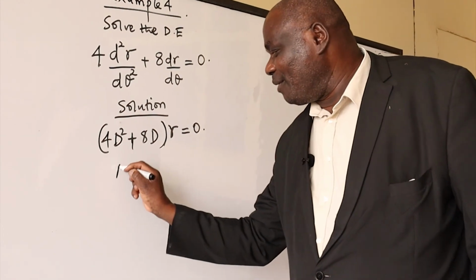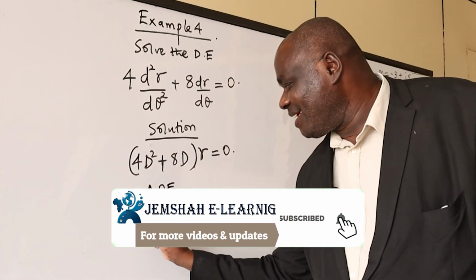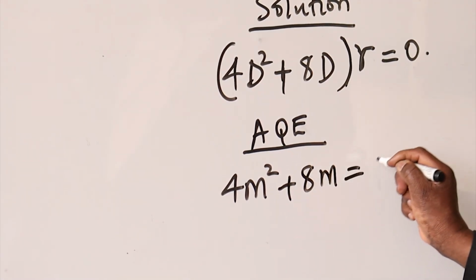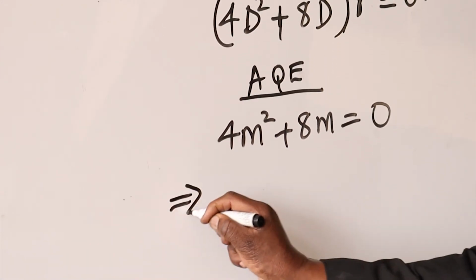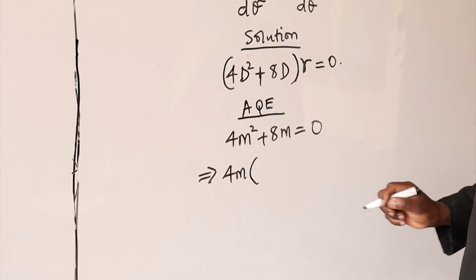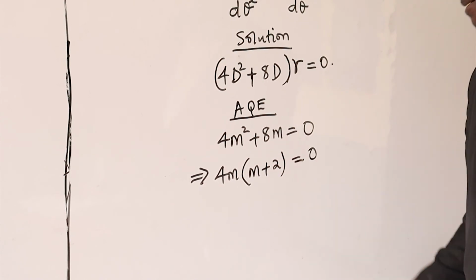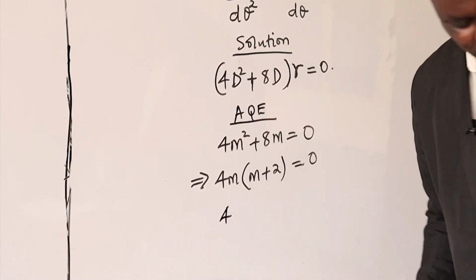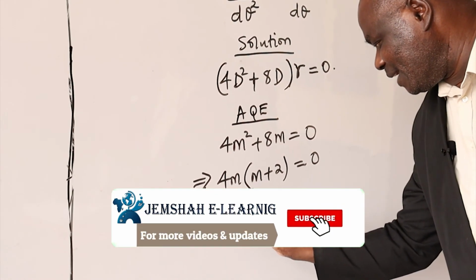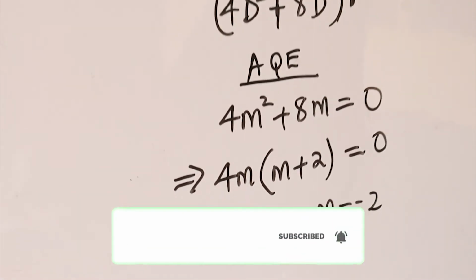So we develop here the auxiliary quadratic equation. The auxiliary quadratic equation will be given by 4m squared plus 8m is equal to 0. This implies, we can do this by factorization, 4m into m plus 2 is equal to 0. So solving here, we get m is equal to 0, or m is equal to negative 2.